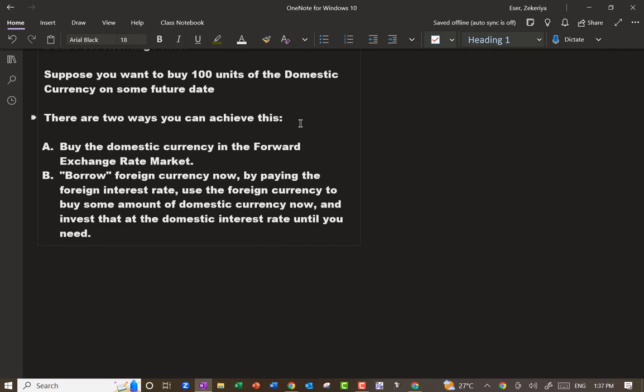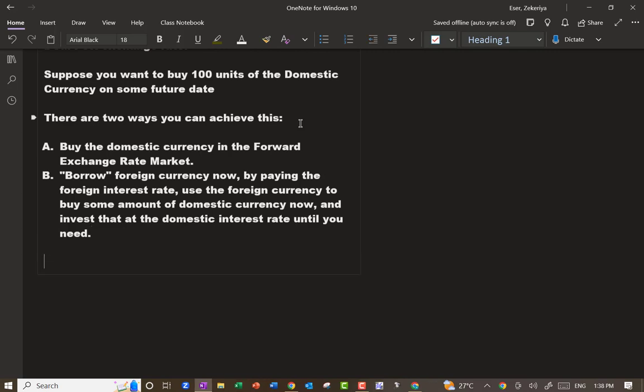If there is no forward market, I'm gonna do what's called the money market forward. I'm gonna actually buy the dollars now using the foreign currency I have or I borrow. Even if I have it, by buying the domestic currency now, I'm giving up the interest on it. So it's as if I'm borrowing. I'm gonna buy the currency now, but I don't need it right now. So I'm gonna go ahead and put it in the bank at the domestic interest rate until I need it.